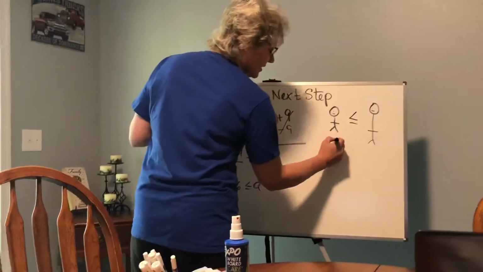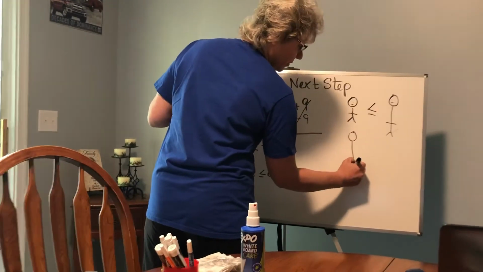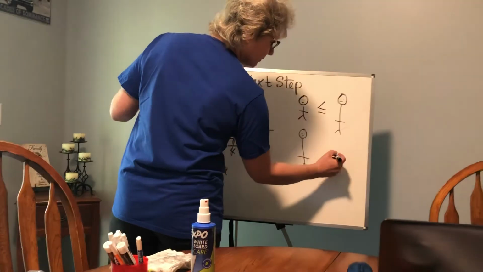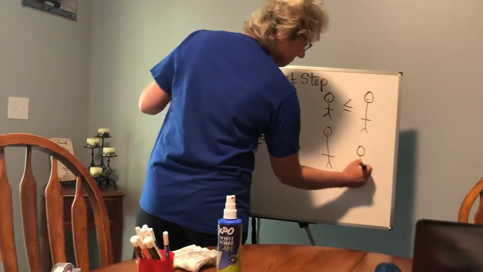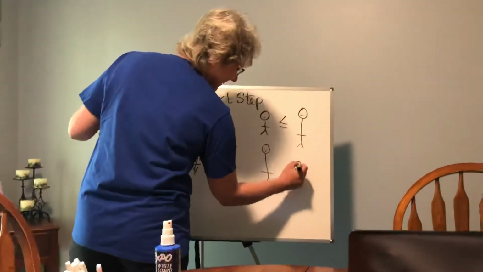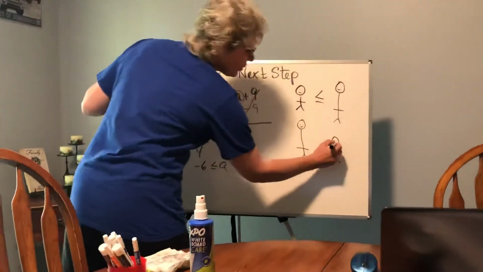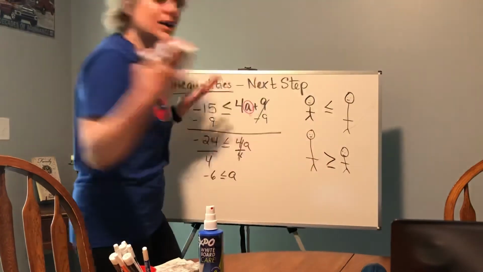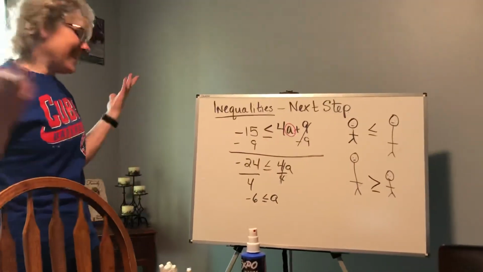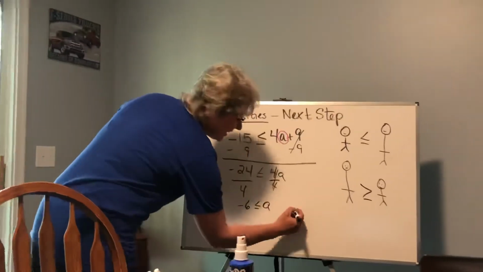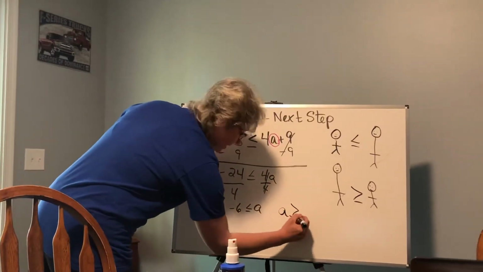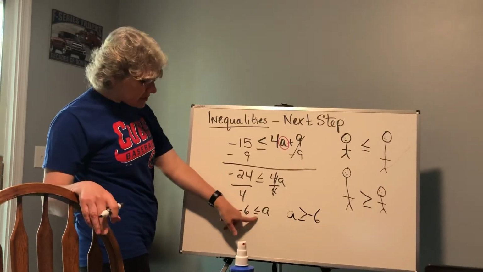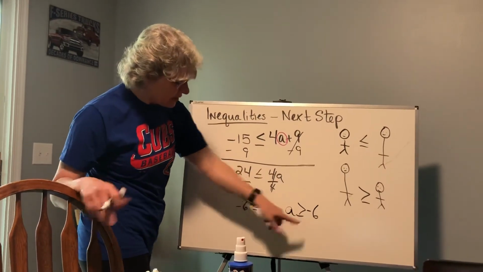Now, let's just change things up and take our big person. So if my little person is less than my big person, then my big person is also greater than my little person. I can't help it, people, I teach this way in class too. So both of these are the same. If negative 6 is less than a, then a is greater than negative 6.